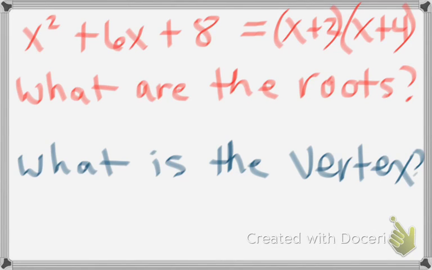Two questions. What are the roots and what's the vertex? And that trinomial equals the binomial. So if you were to multiply the binomial, it would equal the trinomial. But what are the roots? We just learned. Now we need to remember the vertex formula. So who remembers the vertex formula?